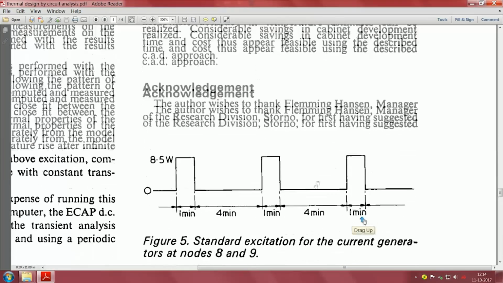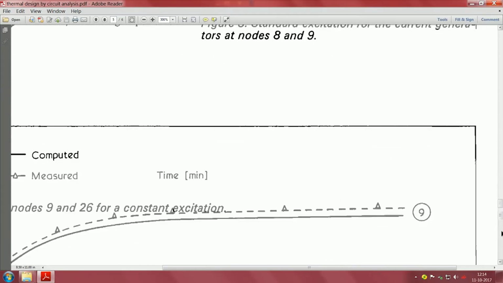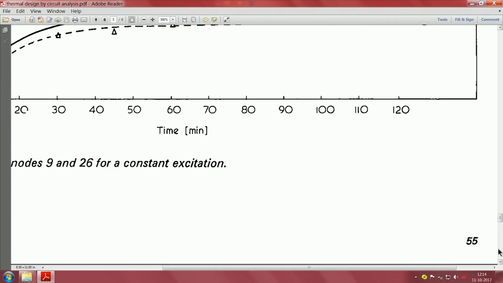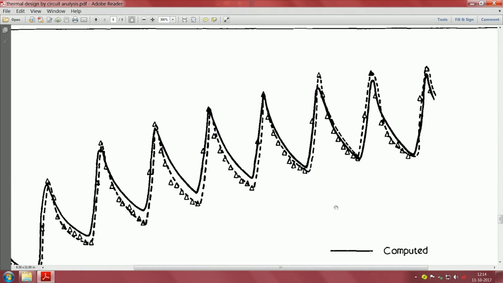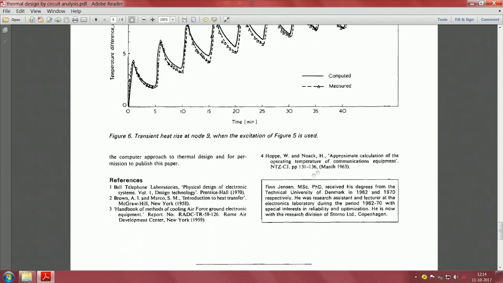Then the next page is probably full of all the acknowledgements. I also acknowledge all these, and Physical Design of Electronic Systems is the same book which we also referred to when we were doing these things.